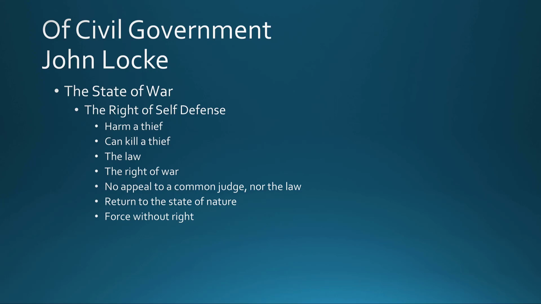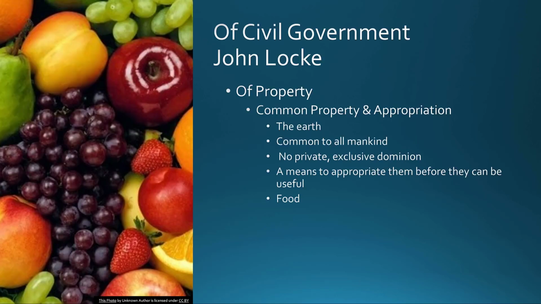So Locke puts pretty strict limits on when we can hurt each other, and the primary justification is protecting ourselves and protecting others from wrongful actions. Locke also, as he noted, talked about the right of property. So we have his look at the right of life, the right of liberty, and now the right of property.